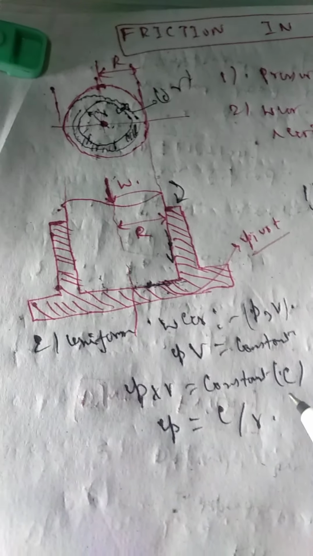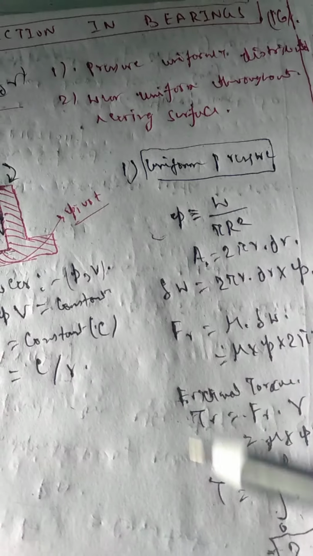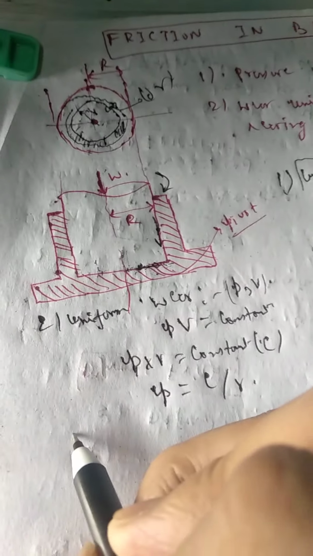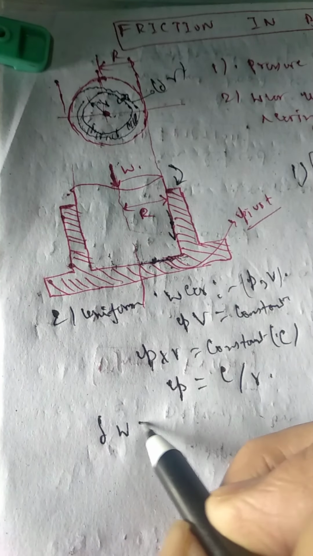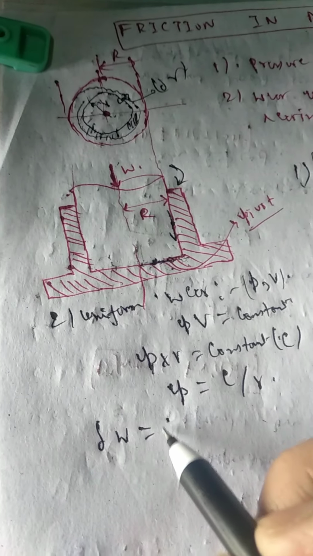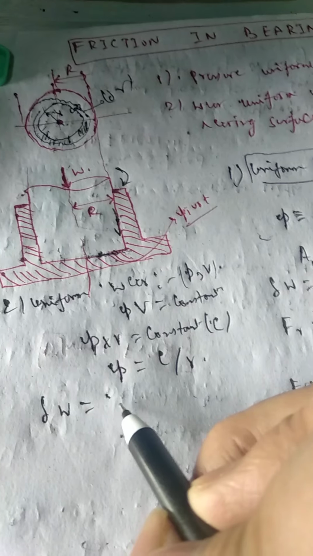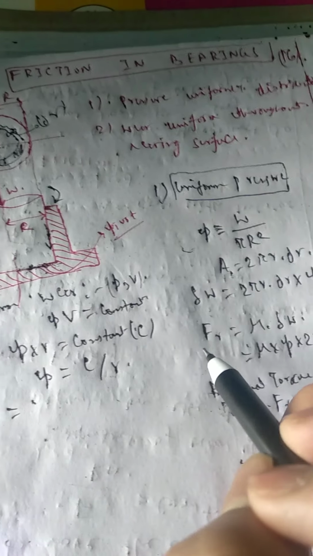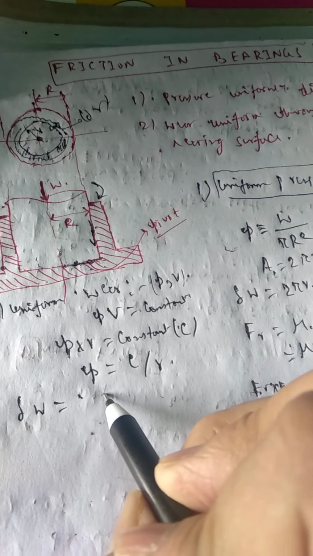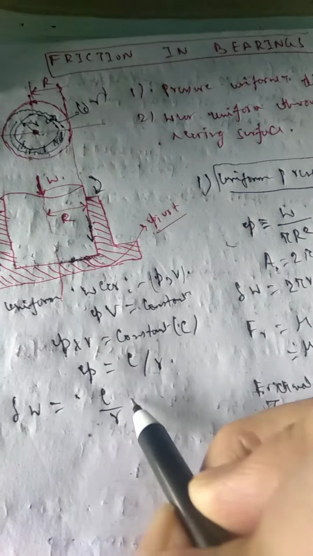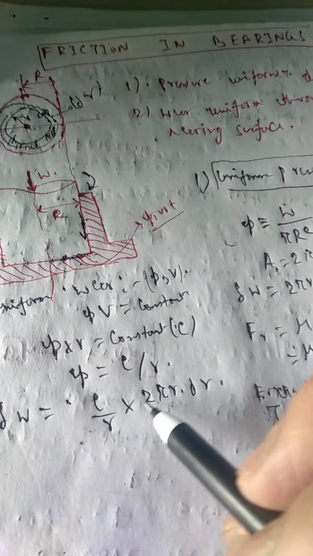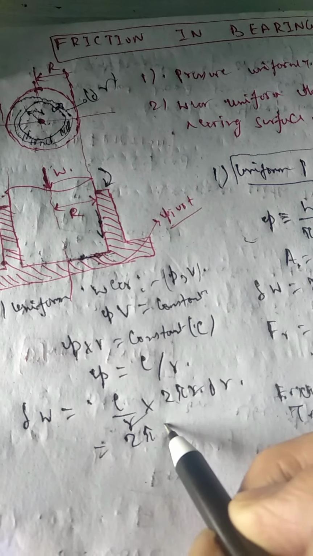Now we will proceed in a similar way as over here. In place of P we will write C by r, and we will proceed in the similar manner. So C by r into this area dA, 2 pi r into dr. And r will cancel out, so it will come to be 2 pi into C into dr.